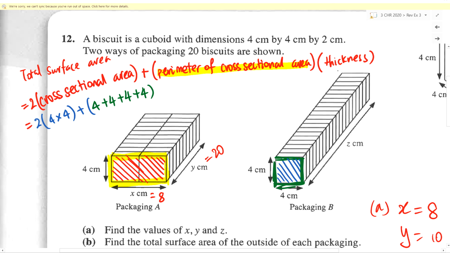And we need to multiply by the thickness. So if this is the cross-sectional area, this z value, which we found to be 20 times 2, which is 40, is going to be our thickness. Key this in your calculator. 2 times 4 times 4, plus, open bracket, 4 plus 4 plus 4 plus 4, close bracket, times 40. And we get 672.